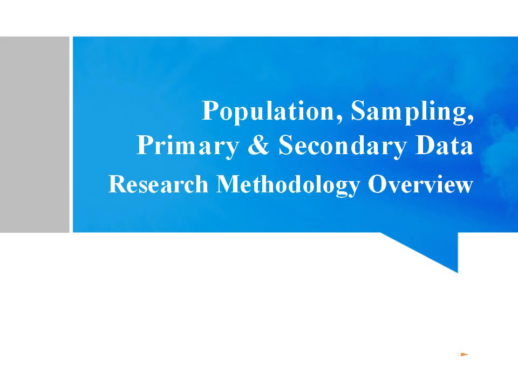It helps us clearly define whom we are studying, how we select them, and what type of data we use to answer our research questions. In this presentation, we will briefly explore key concepts of population, sampling, and types of sampling with examples. Understanding these concepts is essential because they influence the accuracy, credibility, and generalizability of research findings. Let's begin with the concept of population.